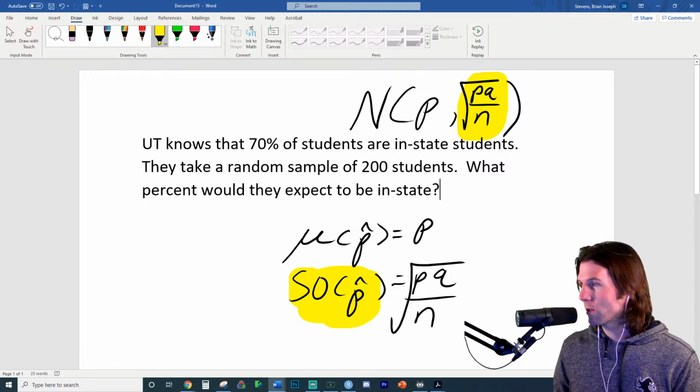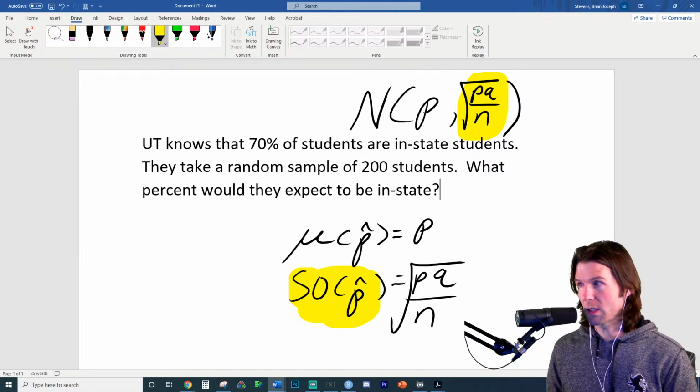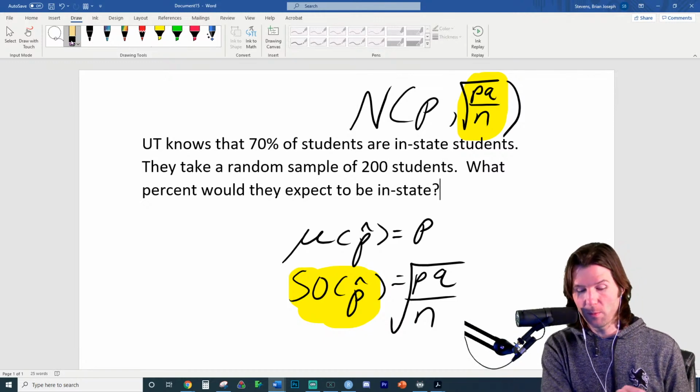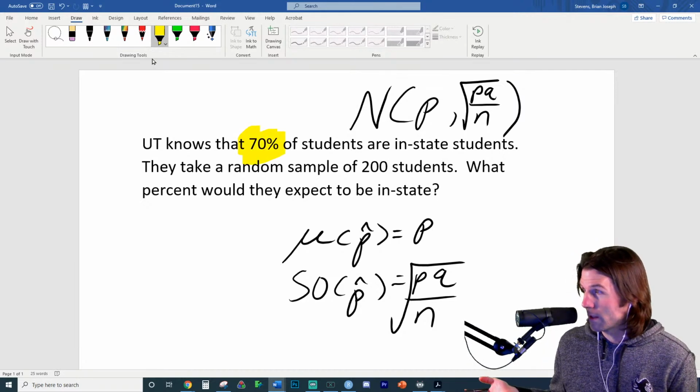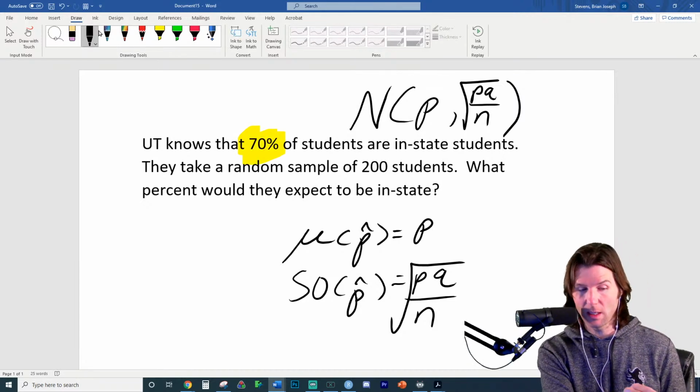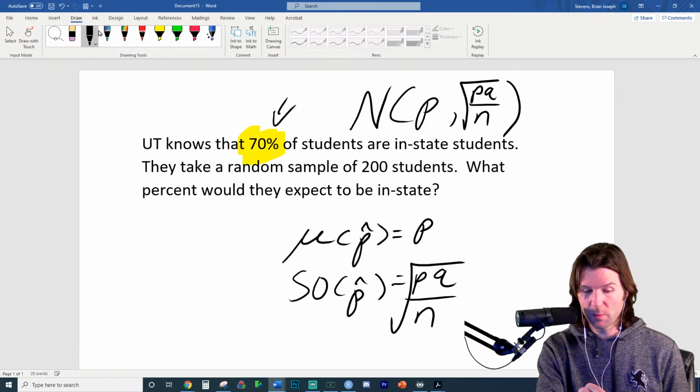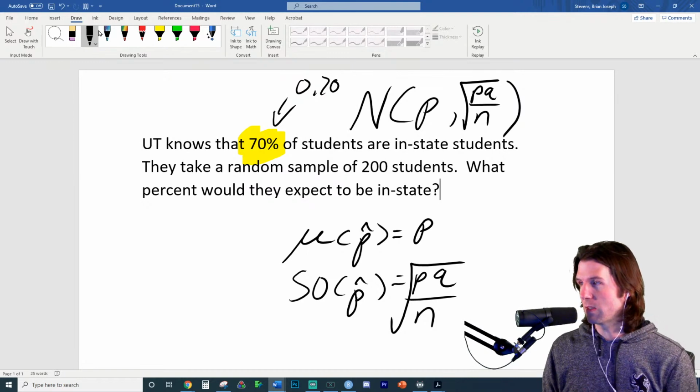Well, good. So we have the percent we would expect. And just think about this. If 70% of students are in state, then we'd expect 70% of students. That's what we expect. So this right here is P. We would expect 70% of students in our sample to be in state.